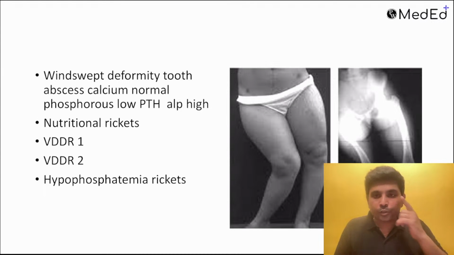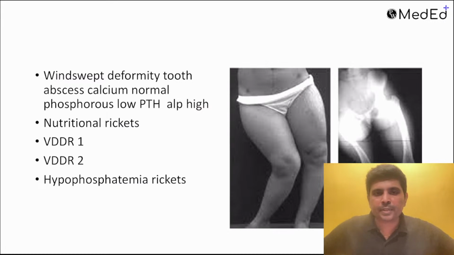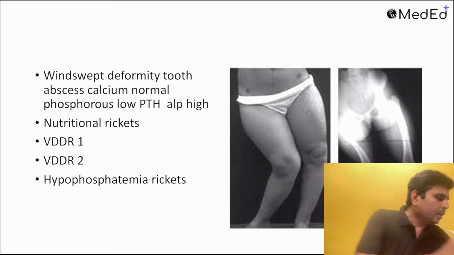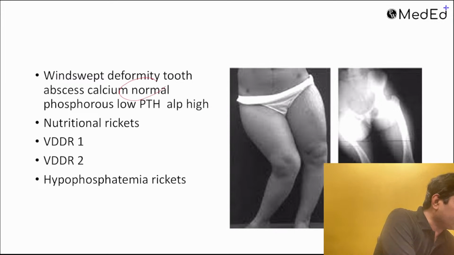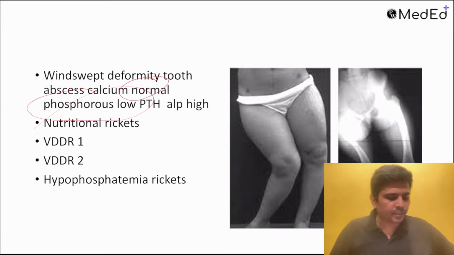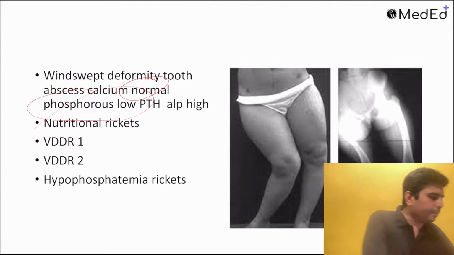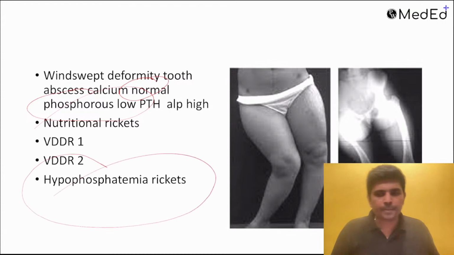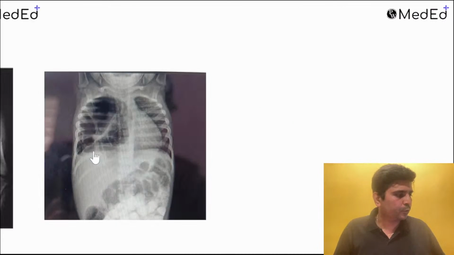So yesterday one question was asked. This is a twin-step deformity. Whenever you have normal phosphorus, unless otherwise proved, it is hypophosphatemic rickets. Normal phosphorus means it is hypophosphatemic rickets unless otherwise proved.